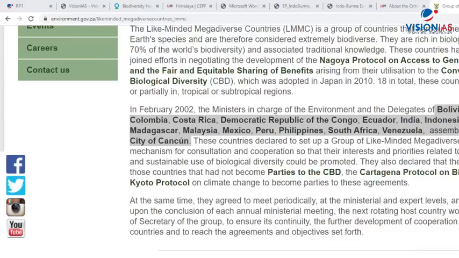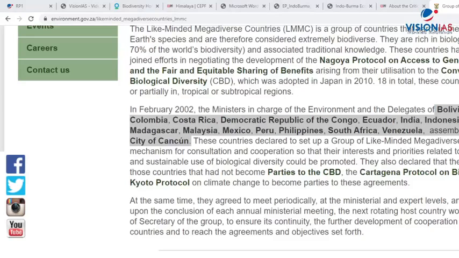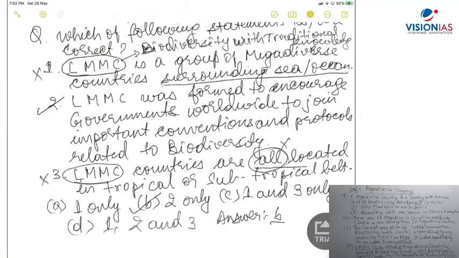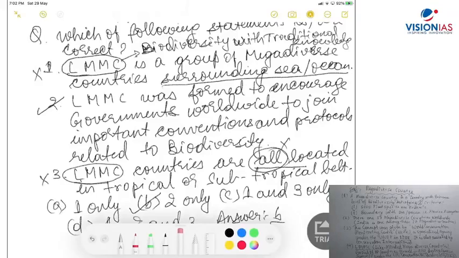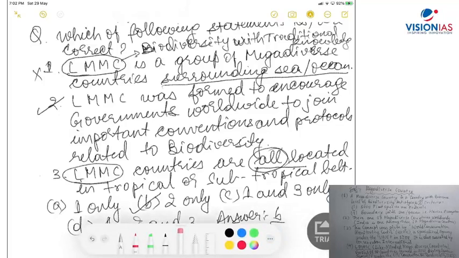Very good here. All countries are there. See, this is the way you have to keep it in mind. So this is correct. LMMC countries are all located in the tropical area. Very good. I had given you the option also there.